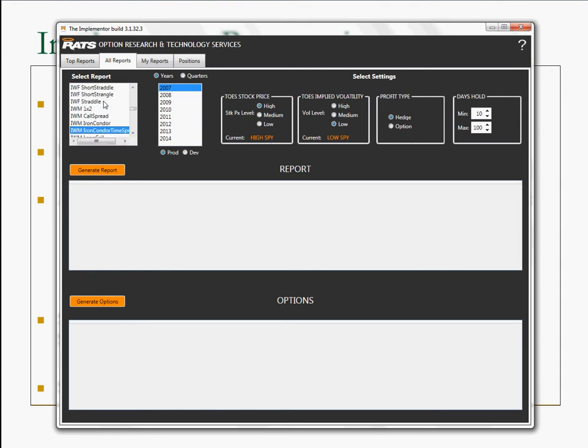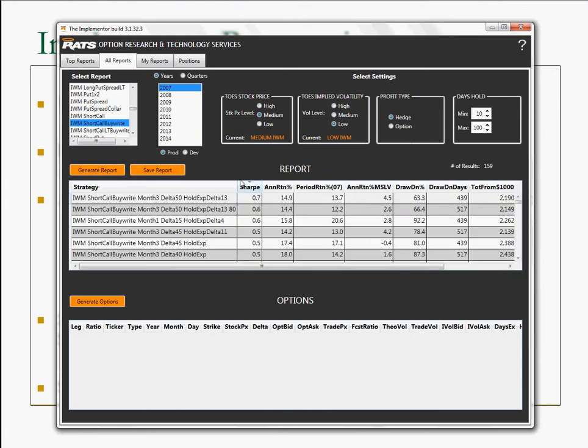So let's look at an IWM short call buy-write, or that's IWF, I'm sorry. Let's look at an IWM short call buy-write. We'll leave that hedged on and generate a report.